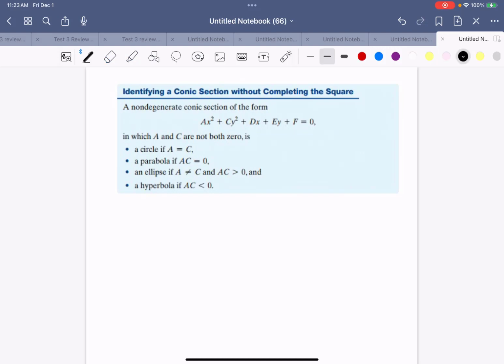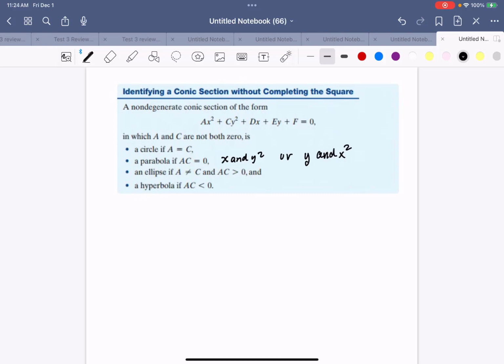It's a parabola if a times c is 0. In other words, there's going to be an x and a y squared, or you're going to have a y and an x squared. So in other words, only one of them is going to be a square and the other is going to be linear, and it doesn't matter which one, they're both going to be parabolas.